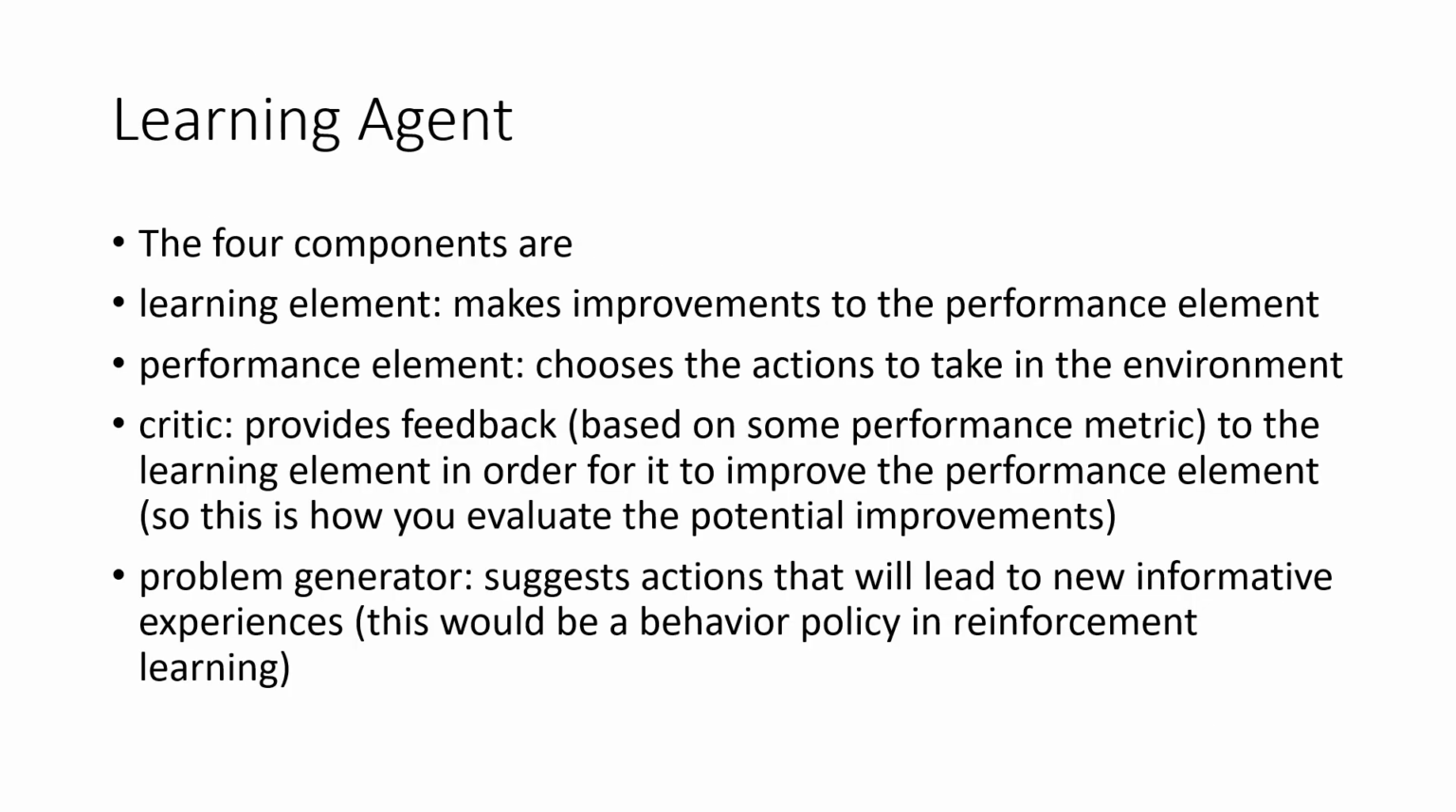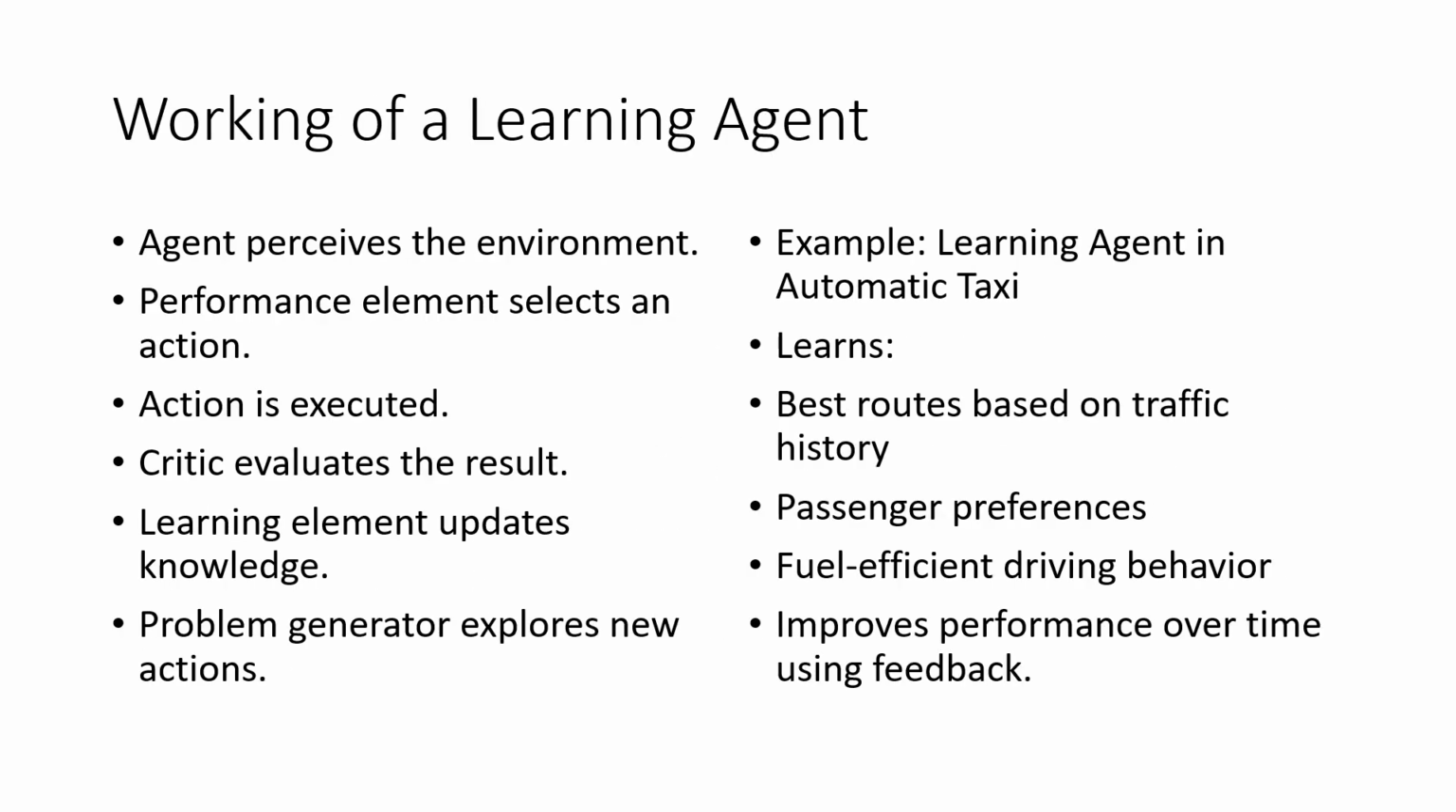So we have already discussed these four components of the learning agent. The working of a learning agent we already discussed, and we will just go through it. The agent perceives the environment, the performance element selects an action, the action is executed, the critic evaluates the result, the learning element updates knowledge, and the problem generator explores new actions. We will see the example of a learning agent in an automatic taxi. We will see it in detail in the next slide.